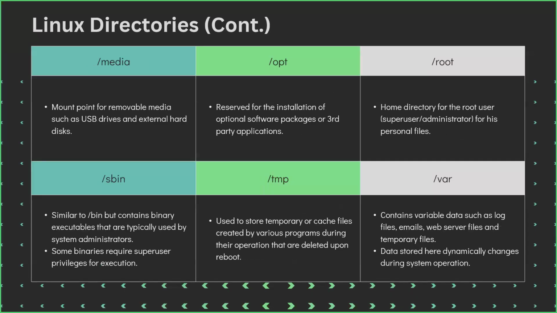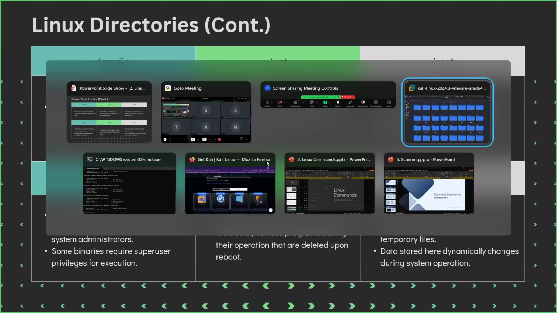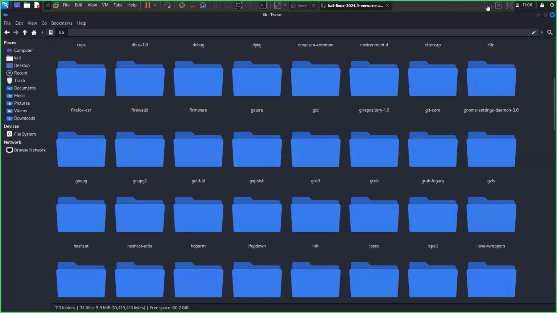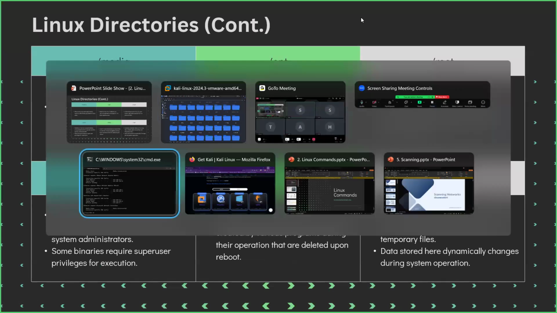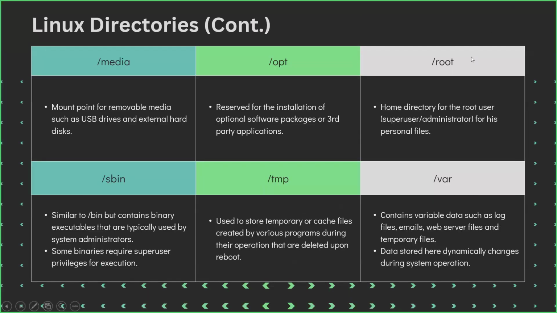Right. So a few more folders to discuss for today. Next folder is the media folder. This is your mount point for removable media devices. What I mean by that is in the Windows operating system, whenever you connect an external device, let's say a USB, a pen drive, or a thumb drive, whatever it is, that gets added in Windows as a separate drive for you.